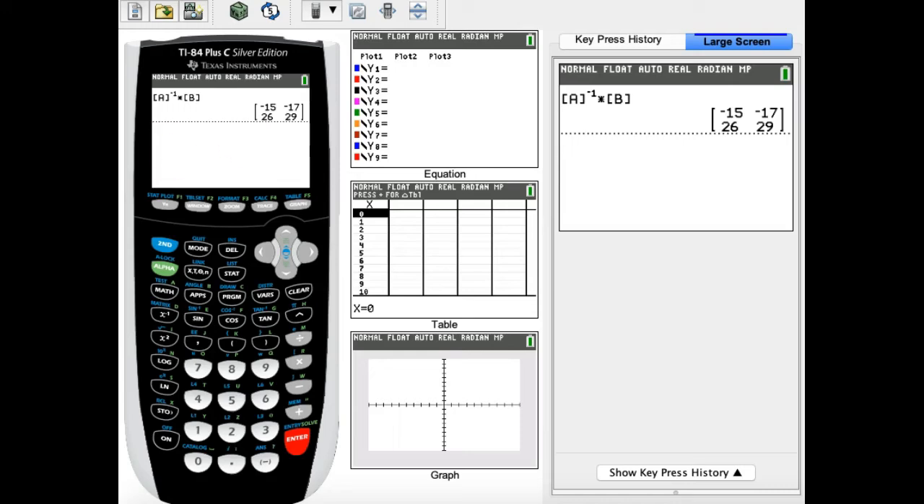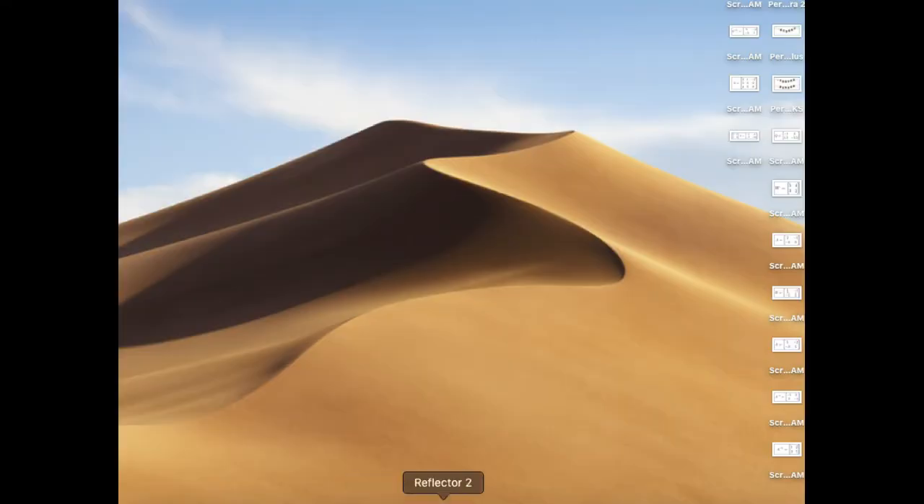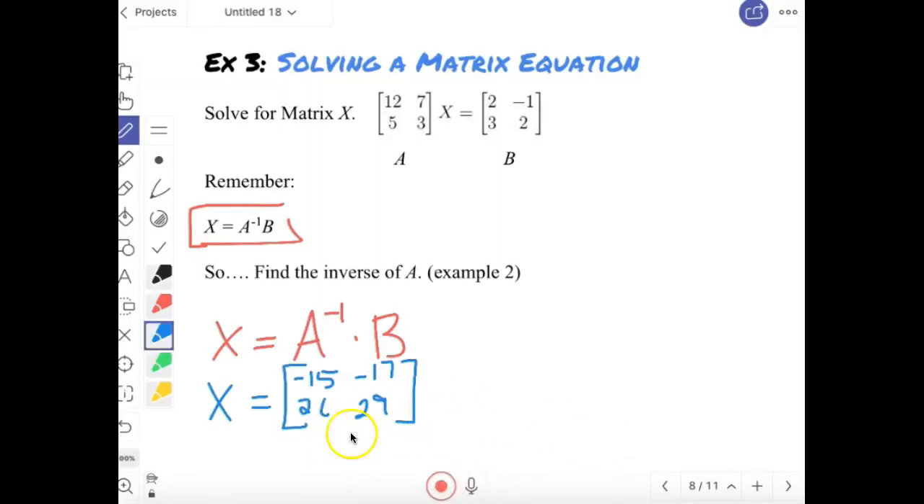So much easier to do with the technology that we have. Okay, so that's our answer to that matrix problem.